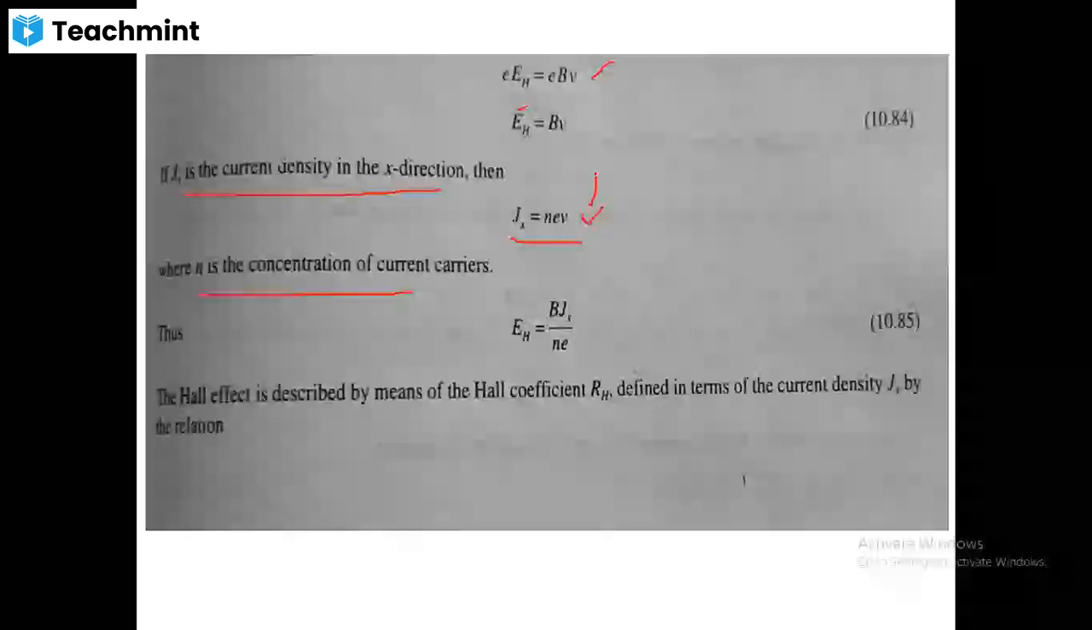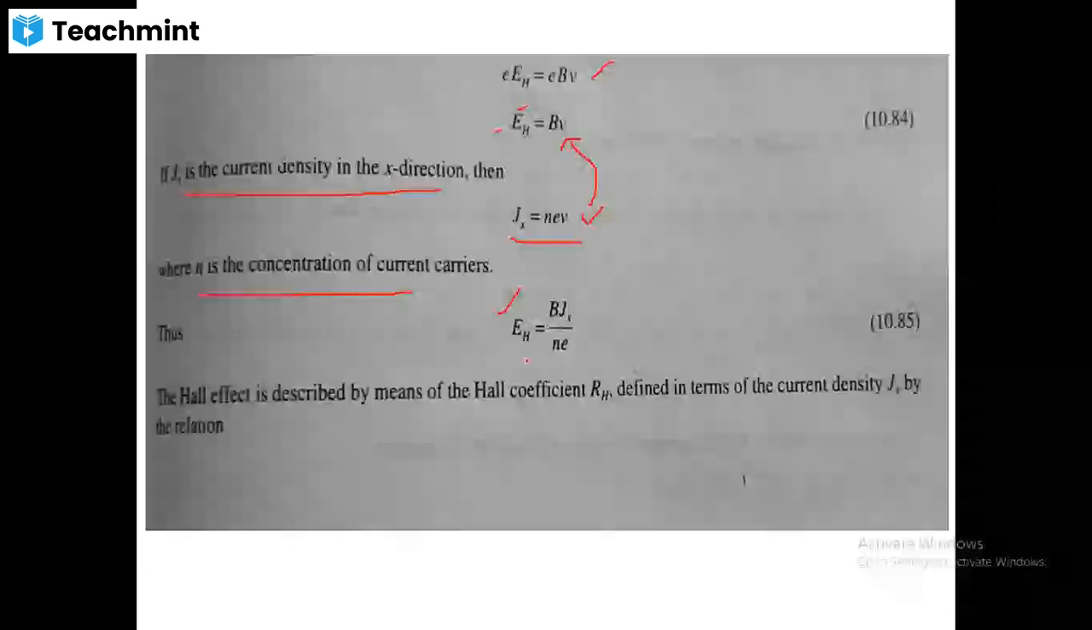Then what we do, we substitute this value of V in this expression. From this, V is going to be Jx divided by Ne, right? So this value of V is going to be substituted here. Therefore, EH is going to be B into V, where V is taken as Jx divided by Ne.